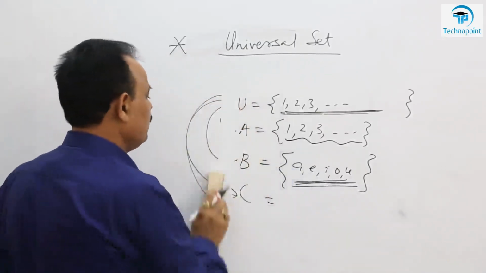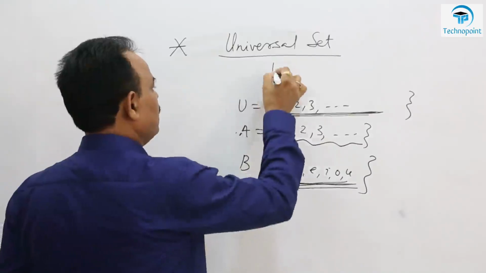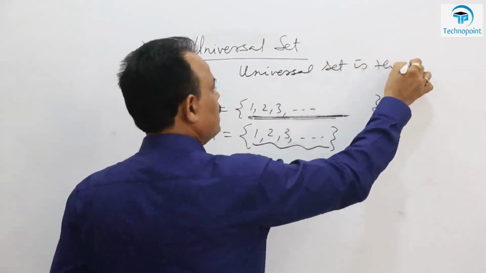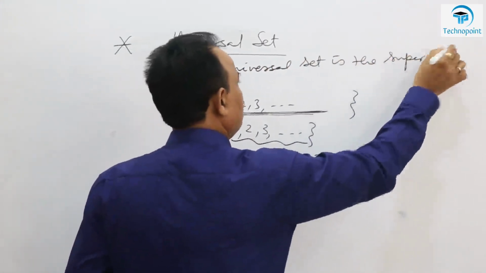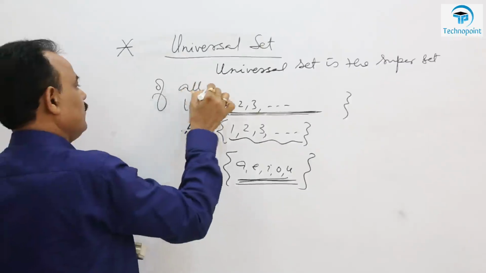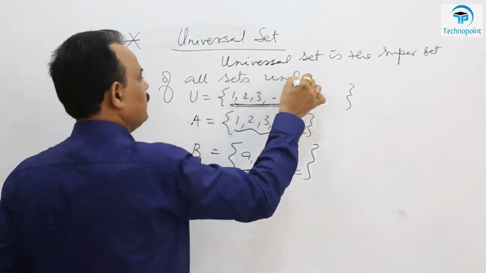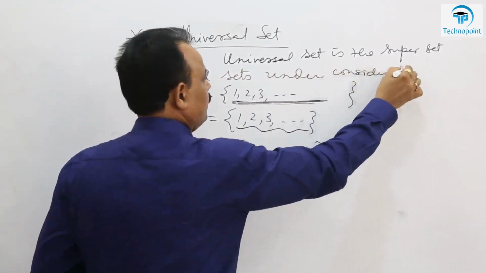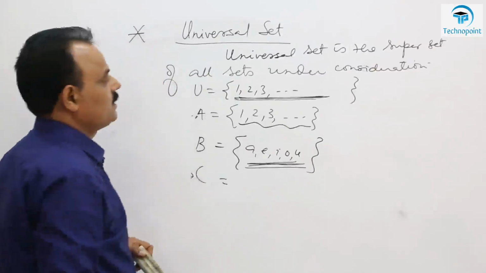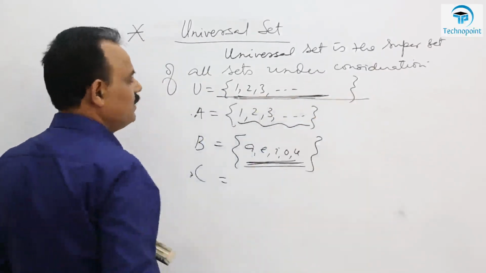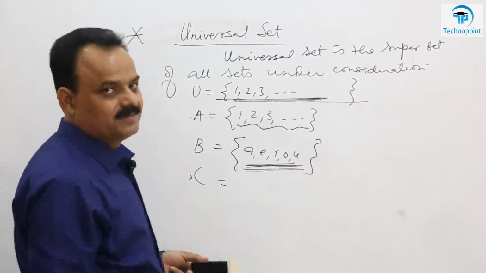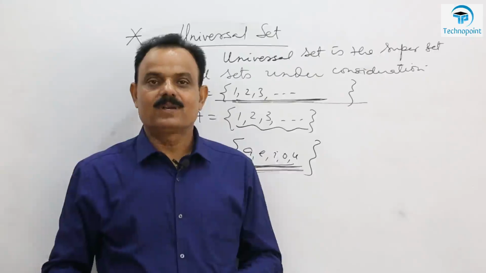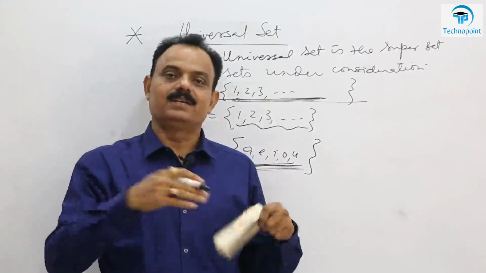So how to define this universal set? Universal set is the superset of all sets under consideration. Under consideration means, if you are considering only the number system, then there is no need to include these letters, and if you want to include letters also, you can, no problem. Whatever you consider, it will be in the universal set.